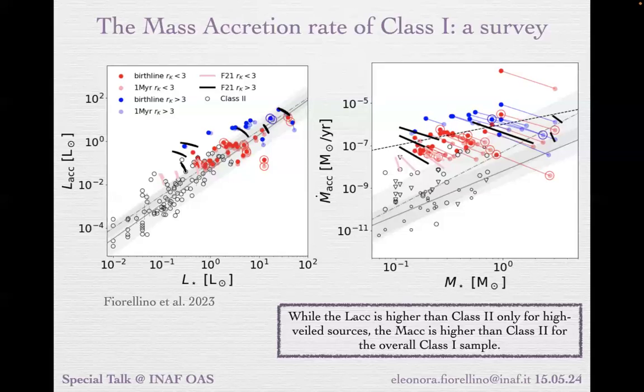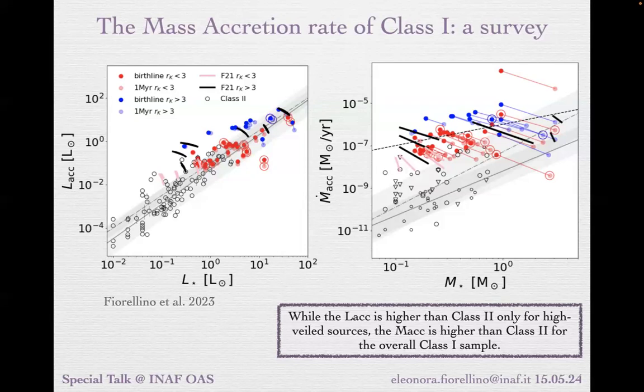Looking at the mass accretion rate, you can see that the result previously obtained for Perseus is actually confirmed in general for all those targets that were collected among different star-forming regions within 500 parsecs. So the problem is still there. The mass accretion rate is not high enough to explain most of the stellar mass.